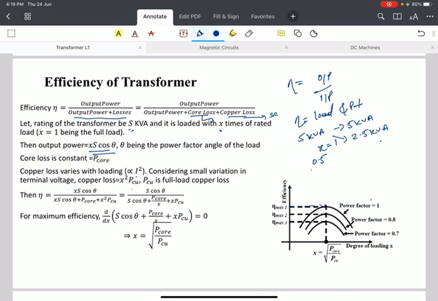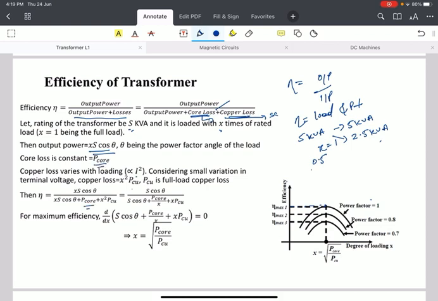Depending on the load, copper losses in a transformer will change. However, we know that core loss is independent of load. It is a combination of eddy current and hysteresis losses, which don't depend on the current flowing through the primary and the secondary. It only depends on the eddy current and magnetizing characteristics of the transformer core which you have used. Therefore, core loss is constant, and P core can be used directly as P core.